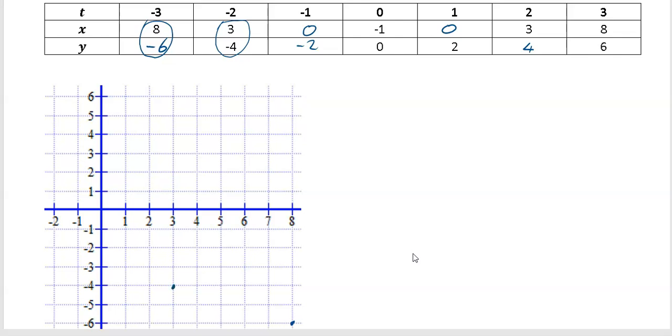The next one is when x is equal to 0, y is equal to minus 2. And then when x is equal to minus 1, y is equal to 0. And you'll see a pattern here, hopefully. When x is equal to 0, y is equal to 2. So back here. And when x is equal to 3, y is equal to 4. And when x is equal to 8, y is equal to 6.